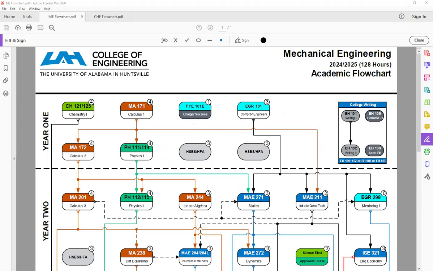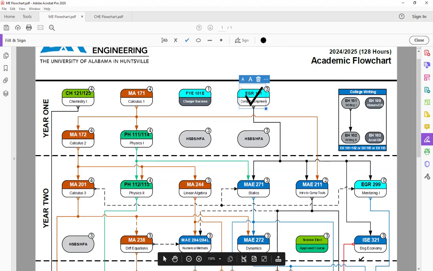I mentioned that there is some flexibility in the flowcharts. Let's talk about that. As long as you meet the prerequisites, you can take these courses in a different order from what's presented here. For example, if you complete EGR 101, Computing for Engineers, in your first semester, you could take ISE 321, Engineering Economy, as early as your second semester, because it only has EGR 101 as a prerequisite.